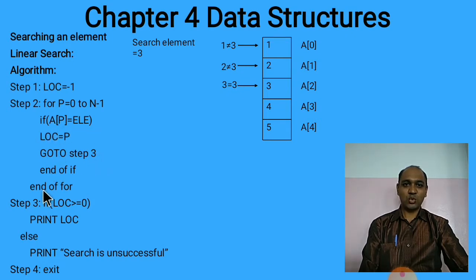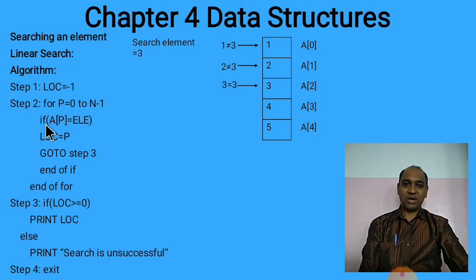Again it reaches the end of the for loop and then increments the value of p by 1. Now p is equal to 1. If a of 1, that is a of p, consisting of 2, cannot be equal to element 3, hence this time also the condition fails. Both of these two statements will not get executed. Again the iteration takes place and the value of p gets incremented by 1. Now p is equal to 2.